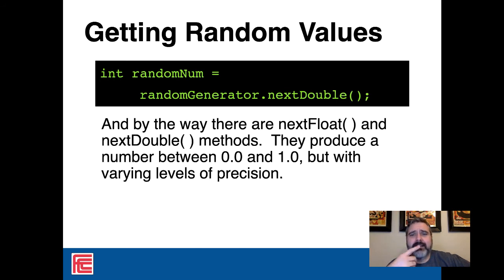By the way, there's also nextFloat and nextDouble, but they don't produce a large random number. They actually produce a random number between 0.0 and 1.0. So you're basically just getting the bits after the decimal point, with varying levels of precision, because it's a random number generated float. But that can be helpful if you're looking for percentages. You can generate random percentages, or the decimal that you would then convert to a percentage. You know what I mean.